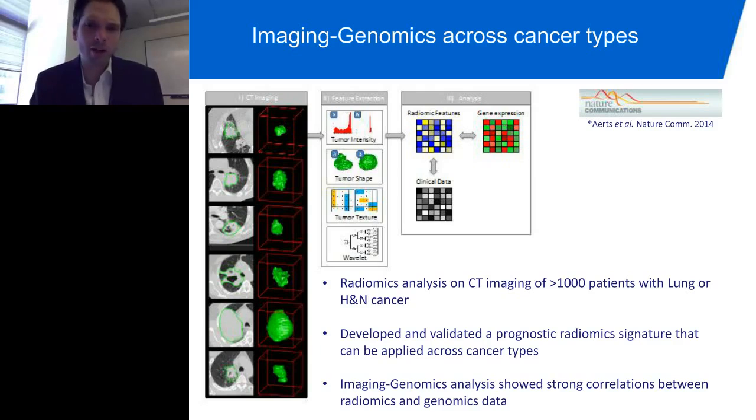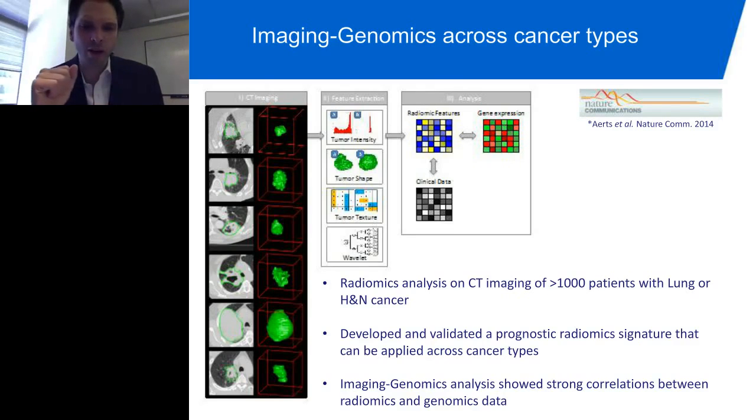So what you can see in the figure, it was a very similar setup. We used the imaging data. Then we did a feature extraction, and then we linked these radiomics features together with gene expression data and clinical data. Our main aim was to develop and validate a prognostic radiomic signature, and also we wanted to see if we have a prognostic signature in lung cancer, could we apply that to head and neck cancer.